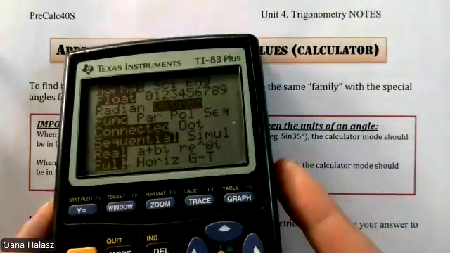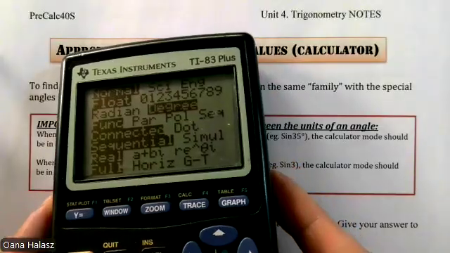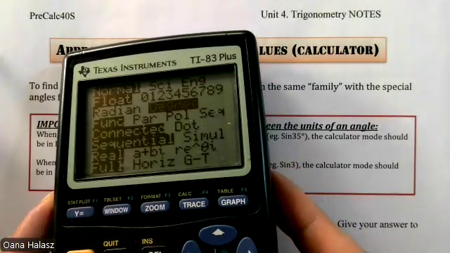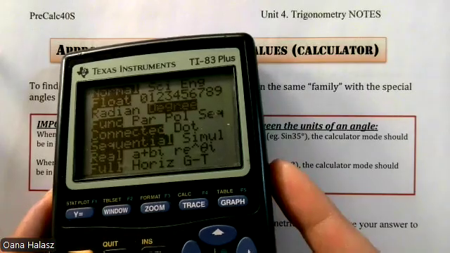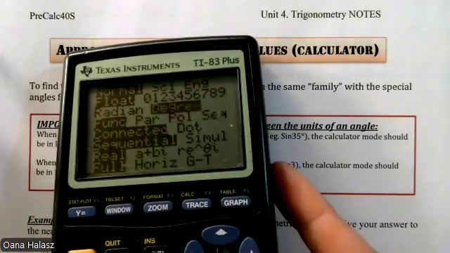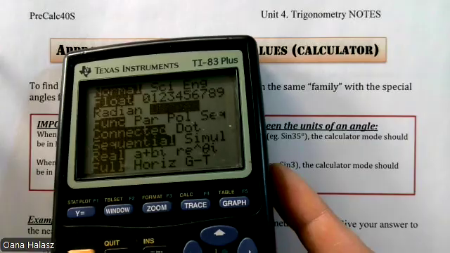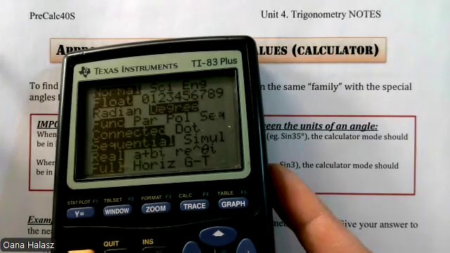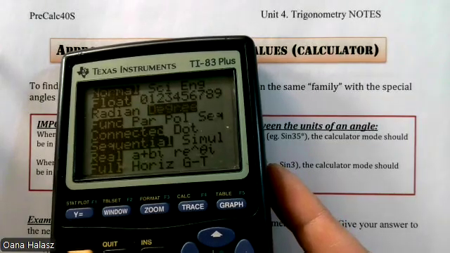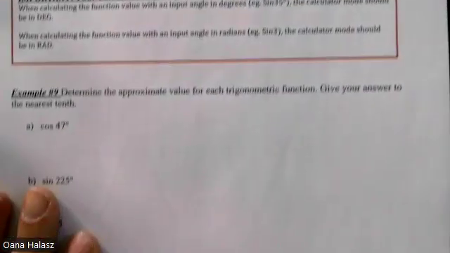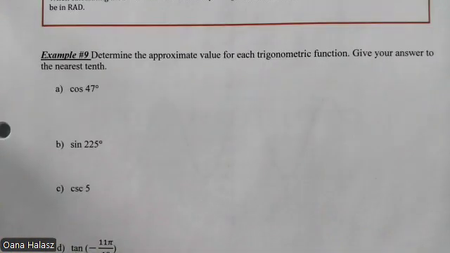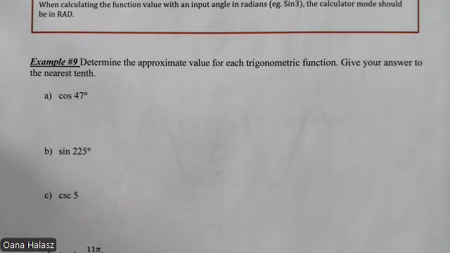Your scientific calculators must have another way to get from degree to radian. And there's one extra one called gradient that we don't use, but those are the 3 different measurements for angles, okay? So we want to know how to switch in our calculators between radian and degrees. That's the only little thing we have to know for doing example 9. Determine the approximate value for each trig function. Give your answer to the nearest tenth, so 1 decimal.